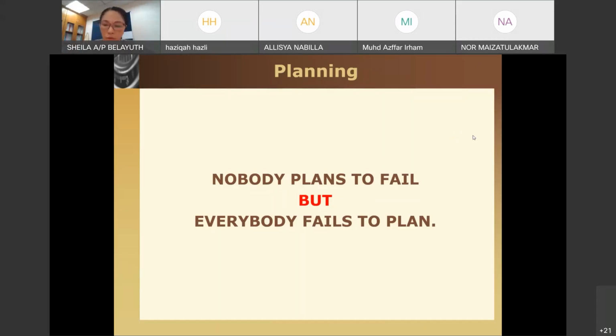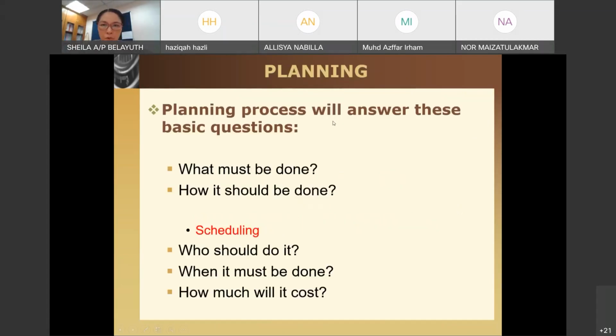The same goes to your life, the same goes to the task, the same goes to any project you're handling. The planning process will answer this basic question: what must be done? When you are planning something, you need to know what must be done. You need to ask yourself, when I'm planning for this project, what must be done? So what must be done translated into one word, what do we call it?